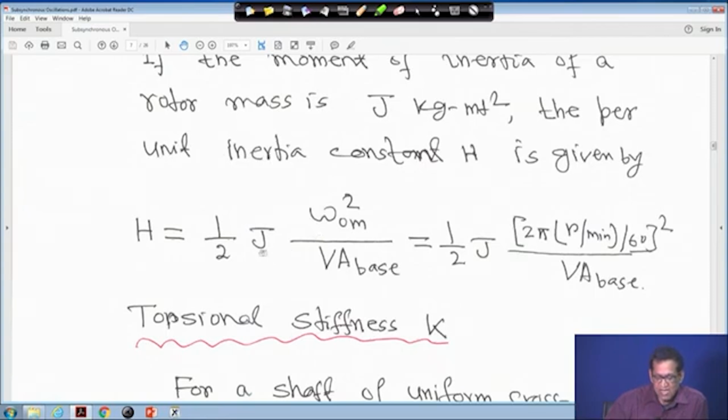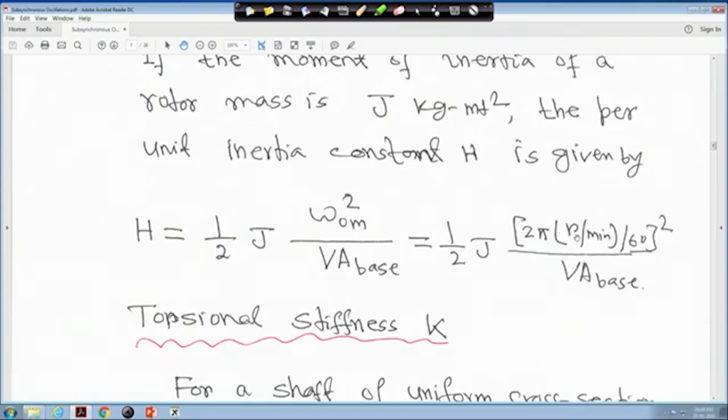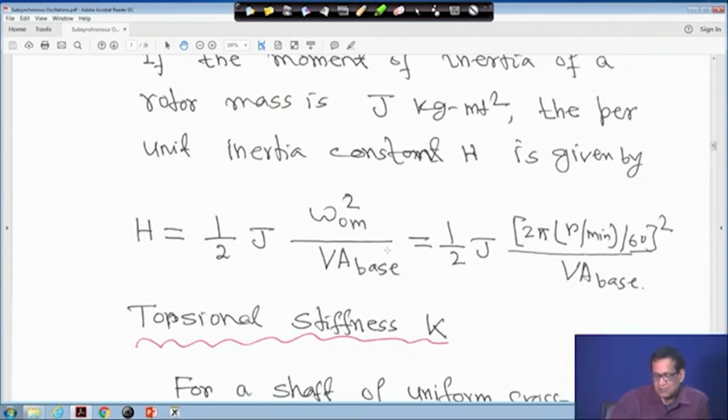So, H is equal to half into J into omega 0m square divided by VA base, and this we can write as half J into (2 pi times rpm divided by 60) whole square, divided by VA base. This we have already derived for the synchronous machine case, the inertia.